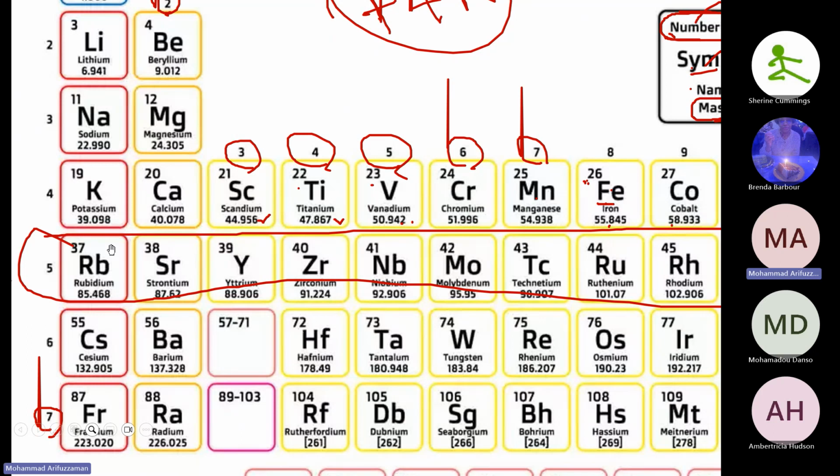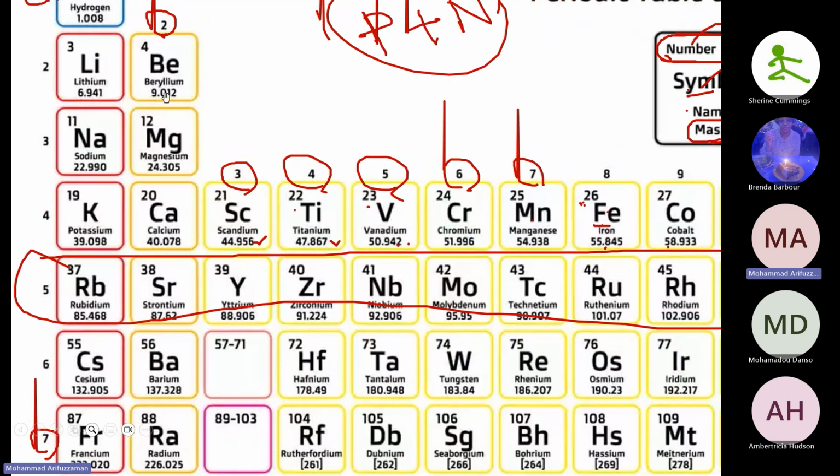That means from left to right, elements are arranged by increasing atomic number. Now you can see the rows. In a column, atomic number increases as you move down. You can see the increasing atomic numbers 4, 12, 20, 38. So atomic number increases as you move down a column.